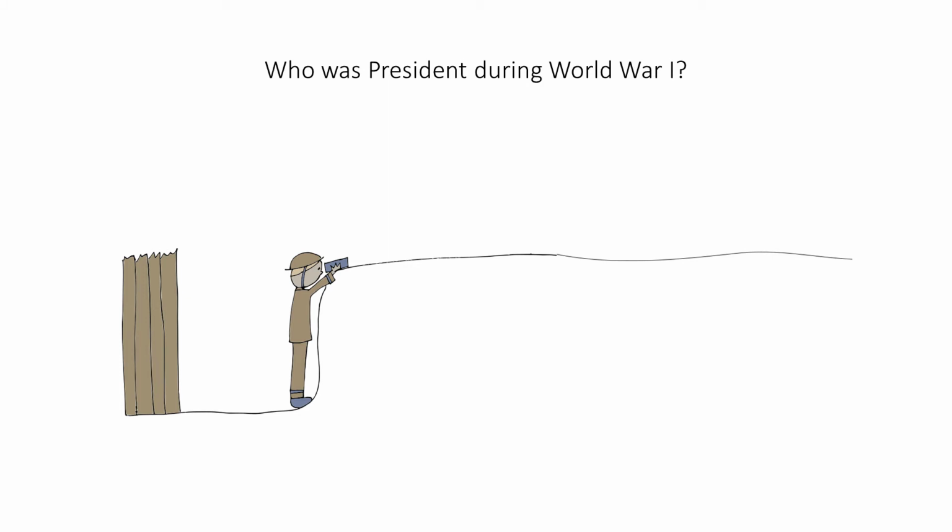Who was president during World War I? Woodrow Wilson. To help you remember Woodrow Wilson, think back to this image. There is a row of wood, or woodrow, in the back to help protect this soldier.